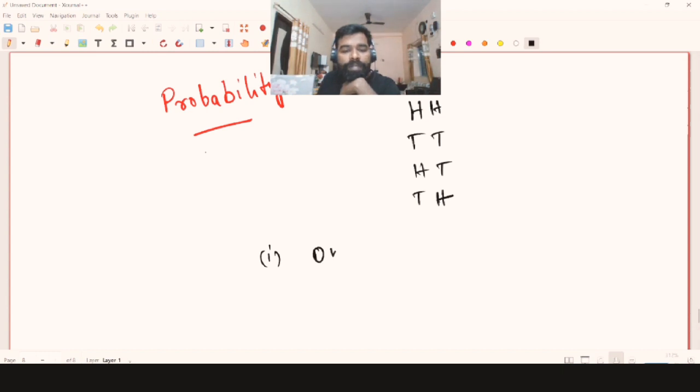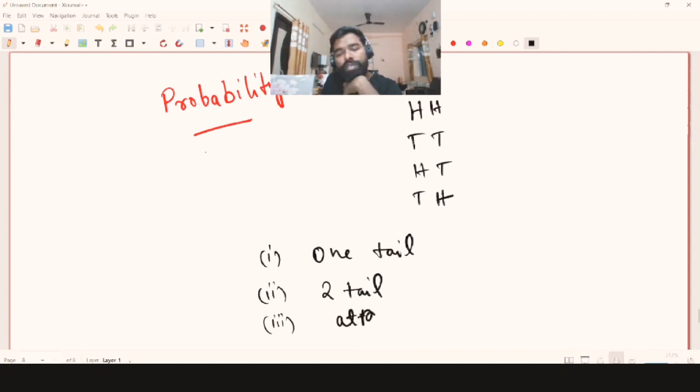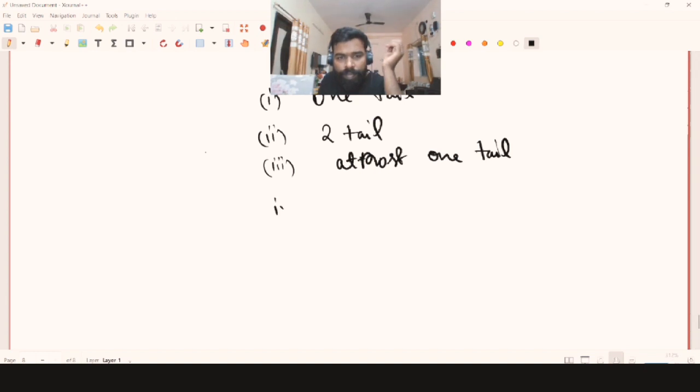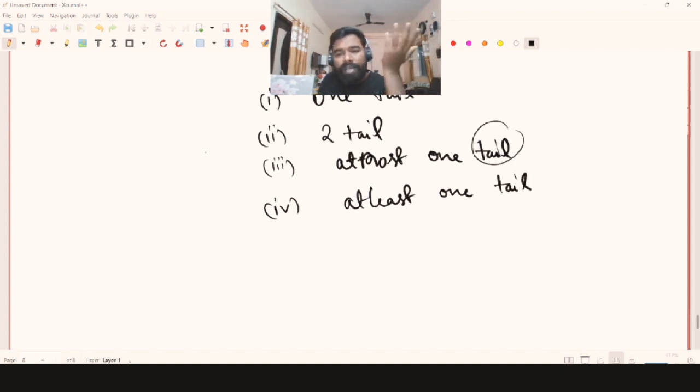Maybe one tail. Then again, the question is two tails. Then the third question is at most one tail, and the last one is at least one tail. This tail can be changed into head. There is no issue. Both the answers will be the same. So I'm just writing it as tail.